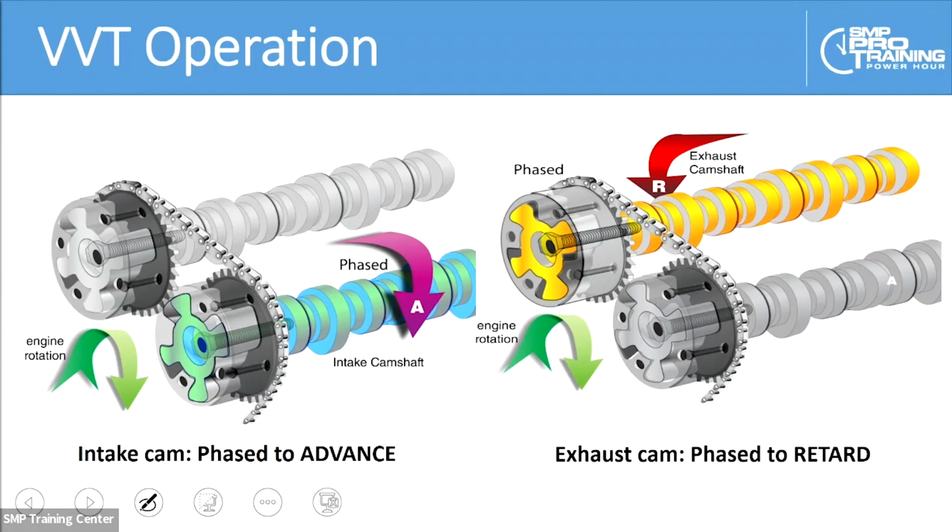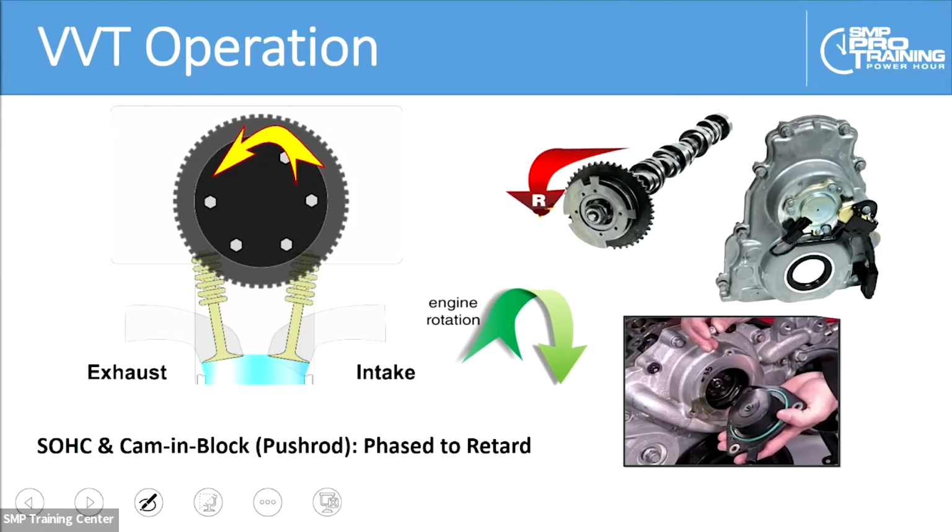It will be phased toward retard so that those valves will open and close later in relation to the piston event. But in the case of an engine that has the same camshaft driving both the intake and the exhaust valves, that is a single overhead cam or perhaps a pushrod cam-in-block engine, we are going to retard. We're going to phase that camshaft in the direction of retard so that all valves will open and close later in relation to the piston event.